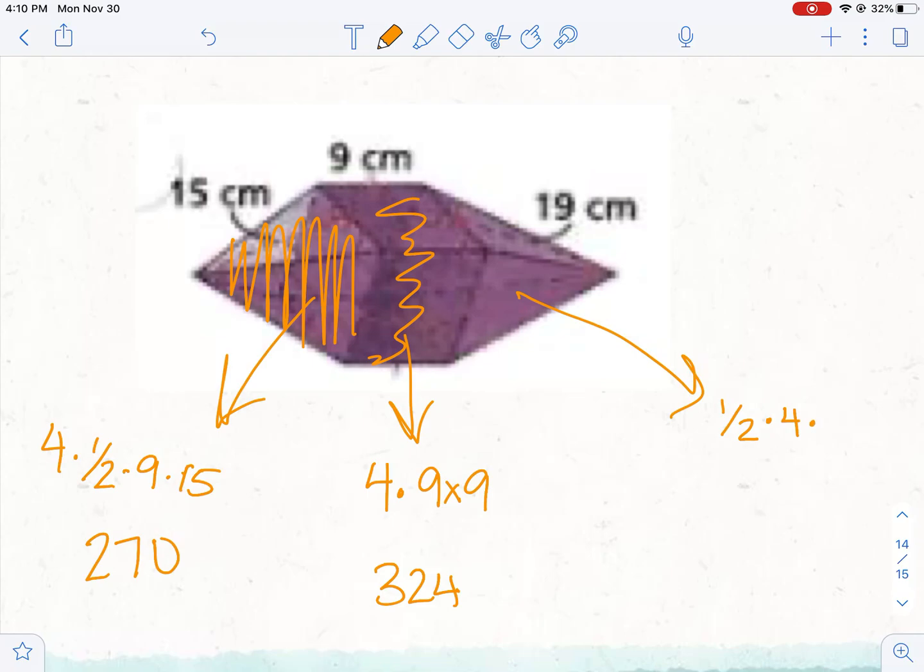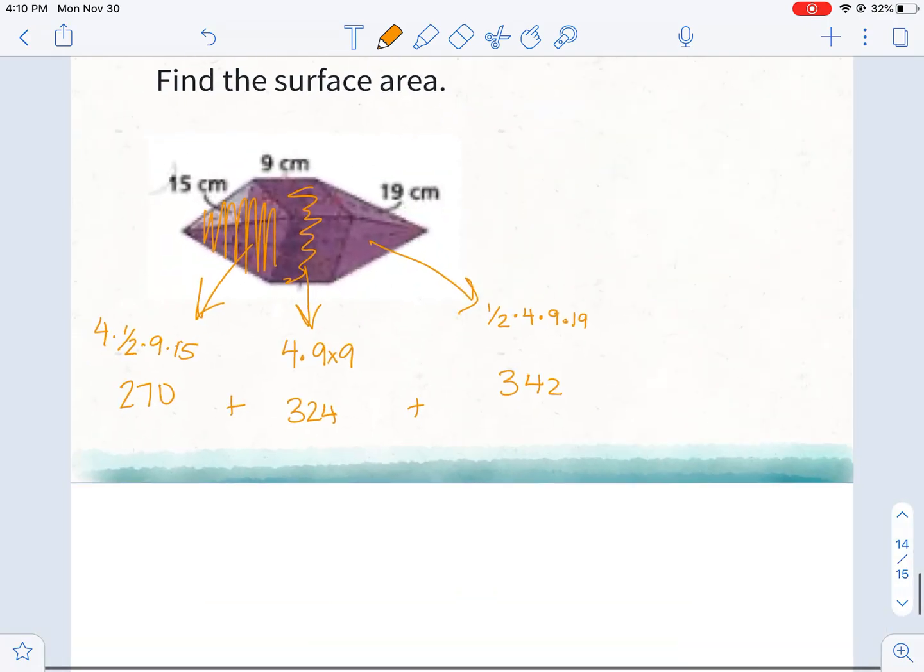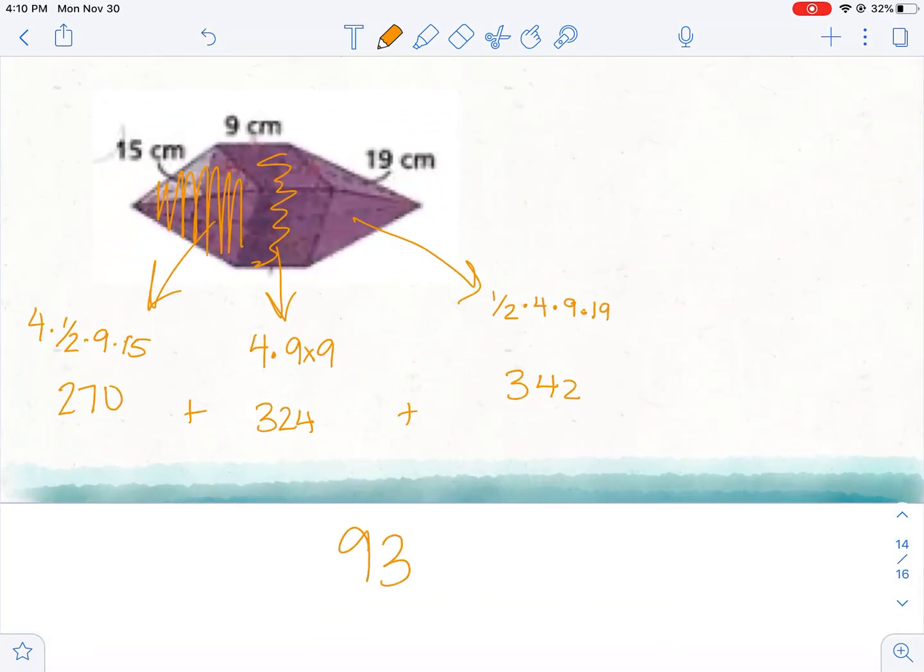And I'm doing half. I've got 4 triangles. Each one is 9 by 19. So just that much is 342. And I'm adding up all 3 sections. So 270 plus 324 plus 342. And I get 936 centimeters squared.